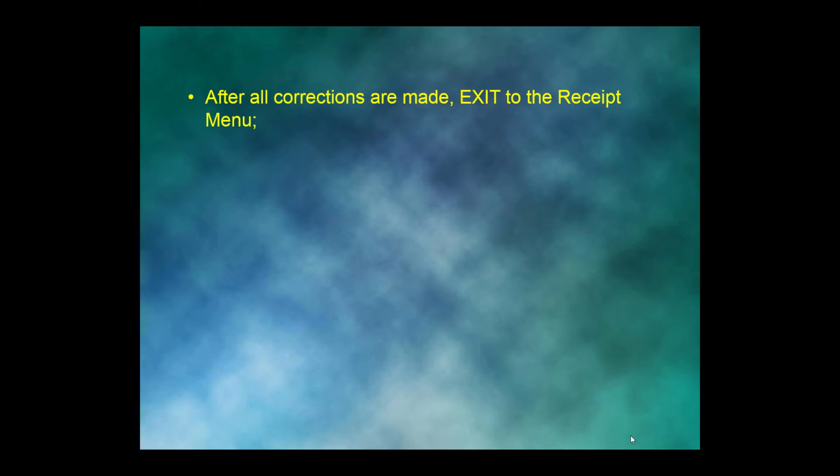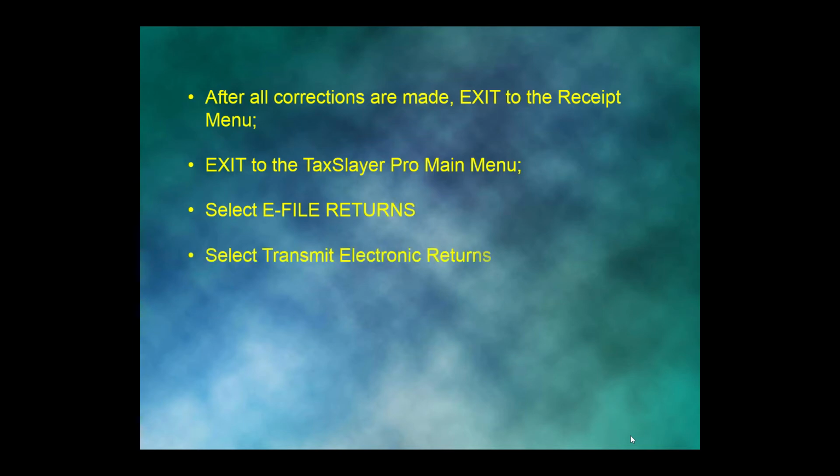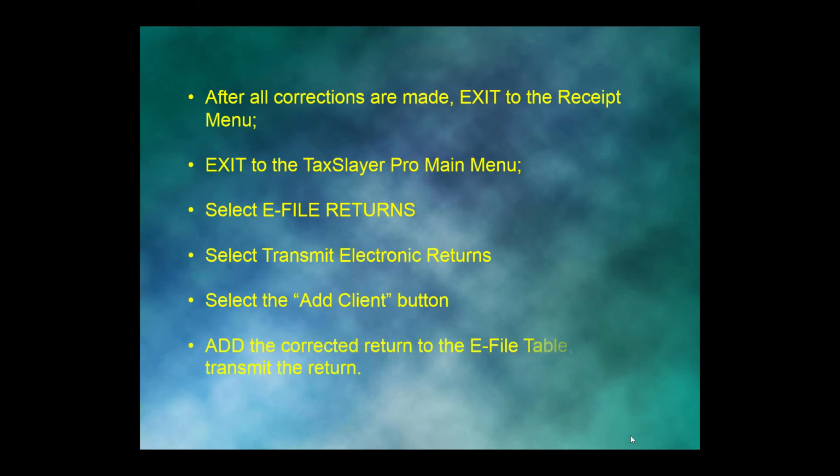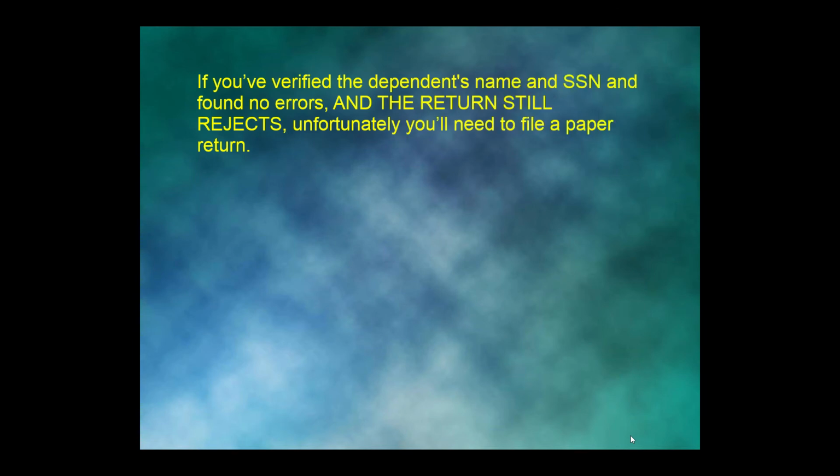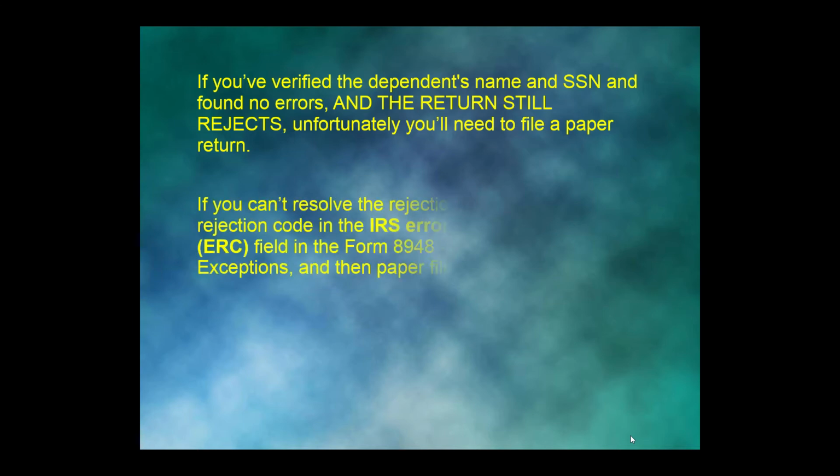After all the corrections are made, exit to the Receipt menu, exit to the TaxSlayer Pro main menu, select e-file returns, select Transmit Electronic Returns, and add the client to the e-file table. Retransmit the return. If you verified the dependent's name and social security number and you found no errors, and the return still rejects, unfortunately, you're going to need to file a paper return.